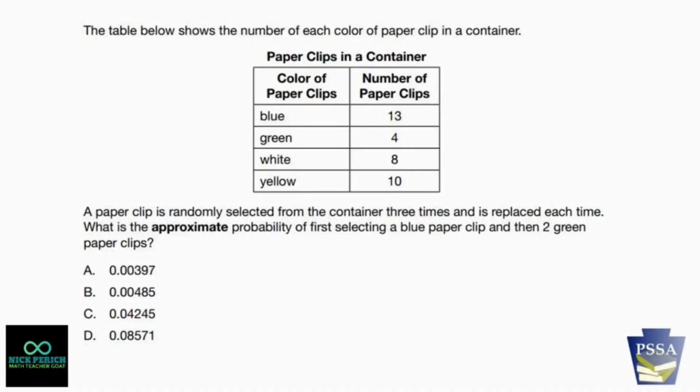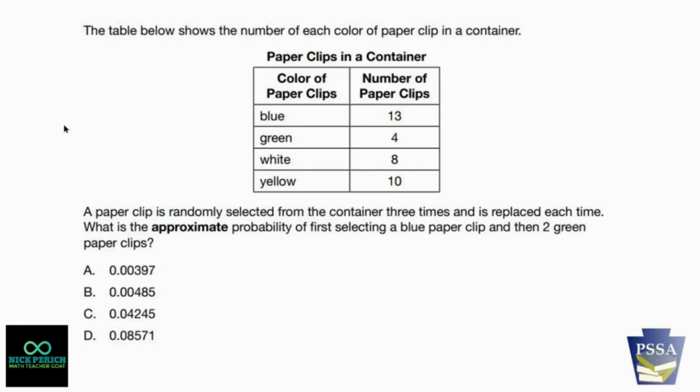A paperclip is randomly selected from the container 3 times and is replaced each time. What is the approximate probability of first selecting a blue paperclip and then 2 green paperclips?